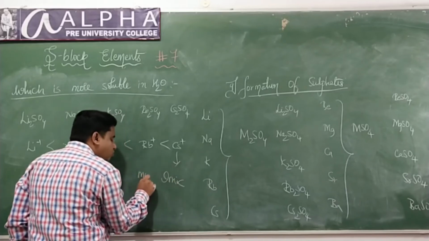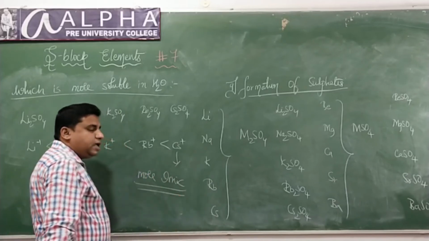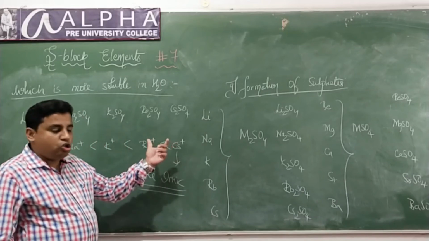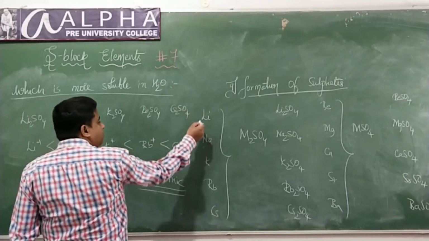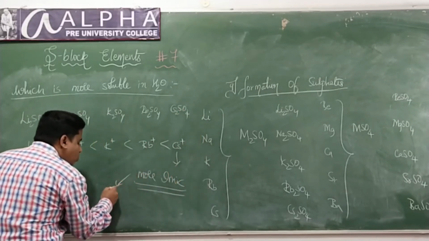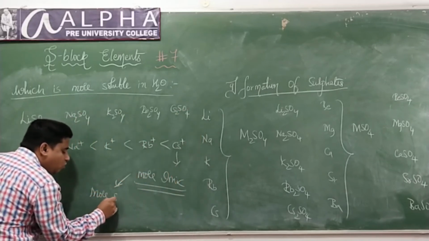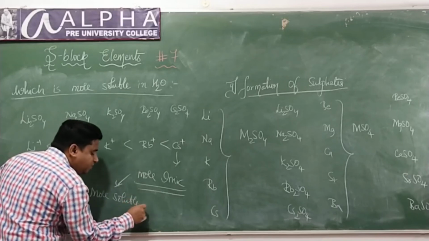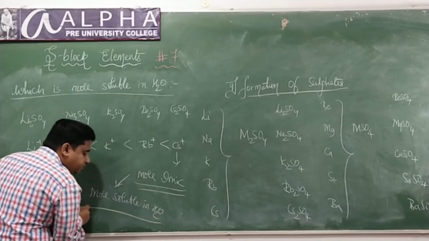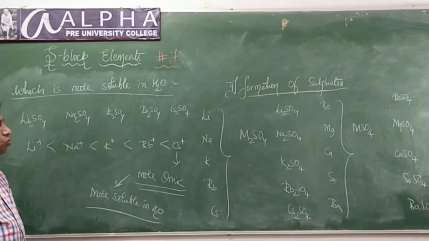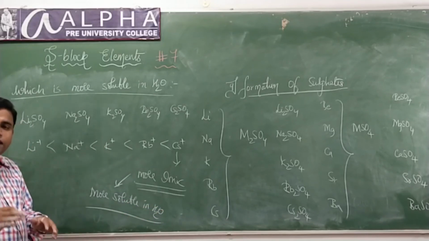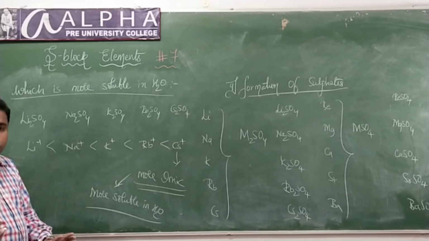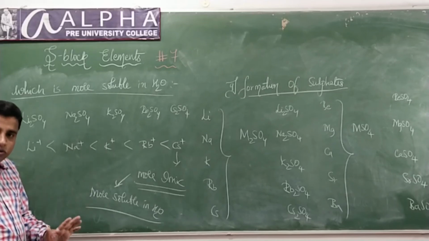More ionic. Larger the size of cation, more will be the ionic character. More the ionic character, more is solubility, more soluble in water. Am I correct or not? Because ionic compounds are soluble in water rather than covalent compounds. Understood? Any doubts? Fine.